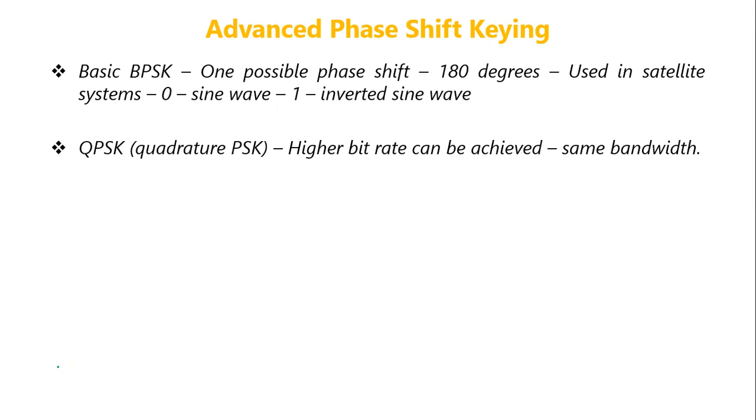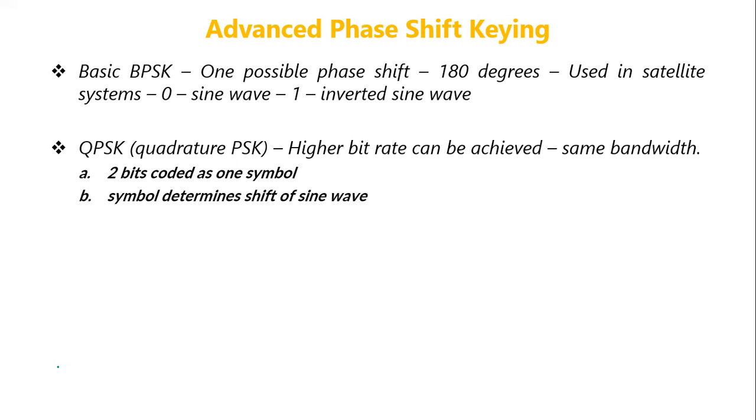One of the techniques under advanced phase shift keying is QPSK. QPSK stands for quadrature phase shift keying. Using this, a higher bit rate can be achieved with the same bandwidth. Two bits can be transmitted at the same time, whereas in binary phase shift keying, only one bit can be transmitted at a time. But using quadrature phase shift keying, you can transmit two bits at the same time.